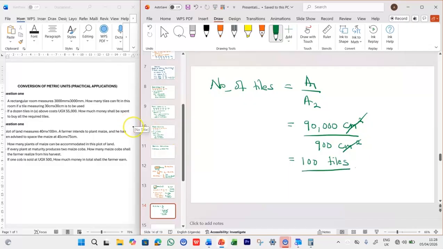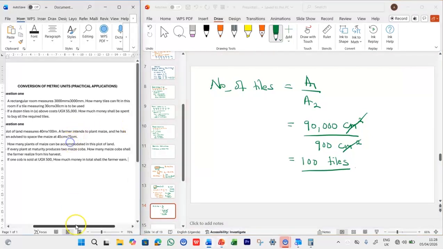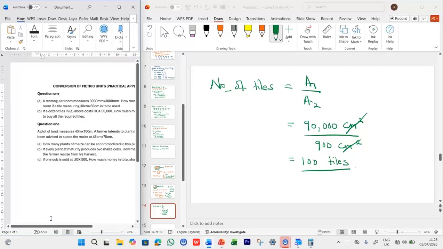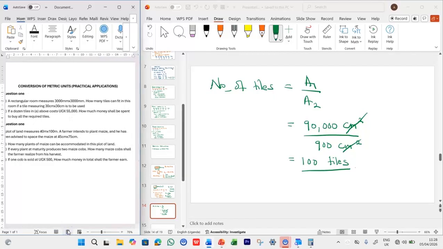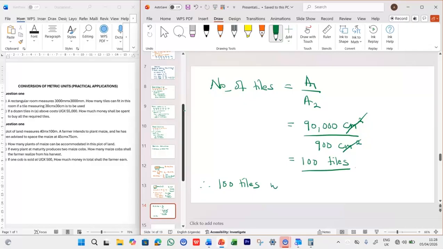That's what we need. The question was saying how many tiles will fit in this room if a tile measuring that is used. So 100 tiles will fit in the room.